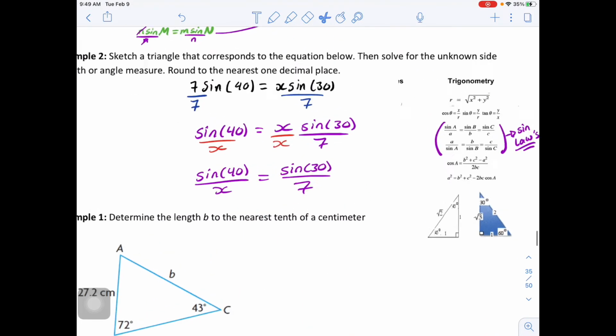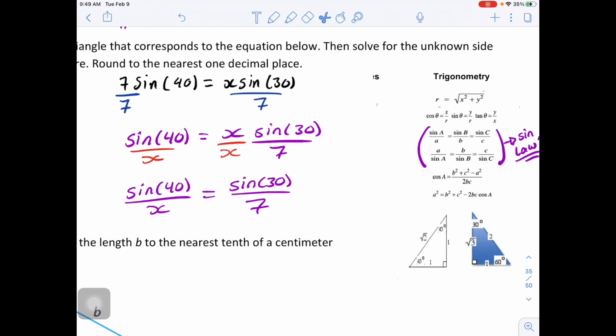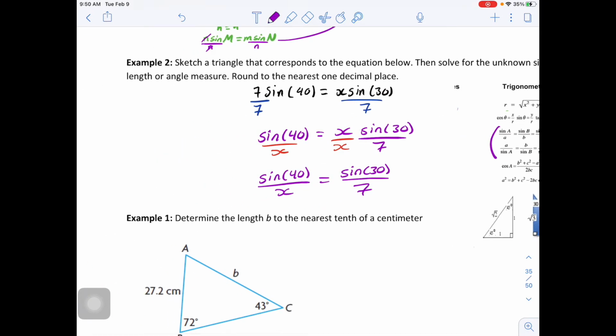So at this point, what are we dealing with? Well, we can create a triangle based off this information. We have an angle with its sine, and an x, which is a side length. We have an angle with its sine, and we have a side of 7. So let's draw just an arbitrary looking triangle. It can look like any sort of triangle here. That triangle looks a little too perfect. Let's make it a little bit more unique. There we go, as long as it's not 90 degrees.